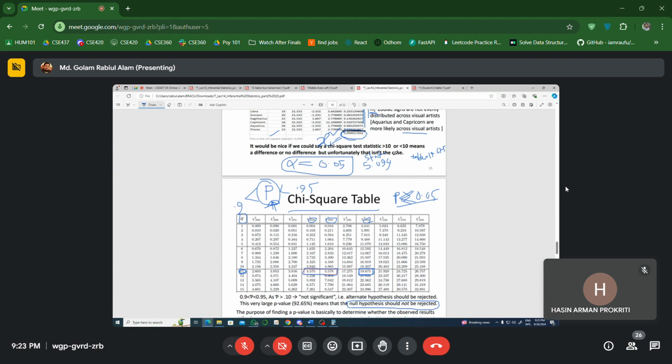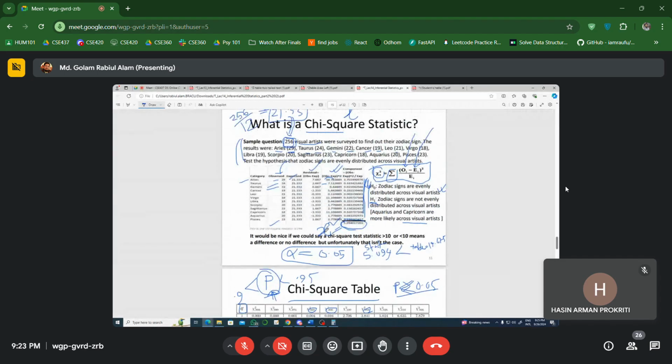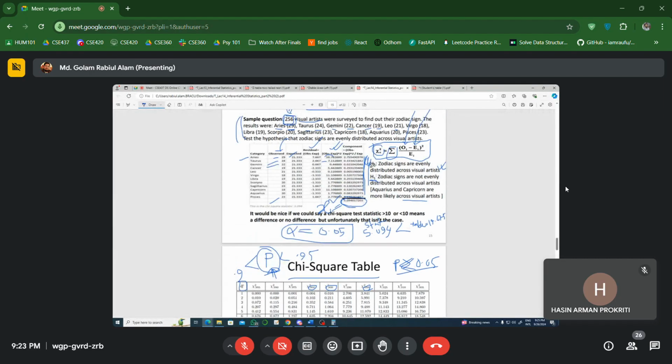So in this case, we can see that this value is less than the table value. So the null hypothesis should not be rejected. Okay, null hypothesis should not be rejected. It means that we can say the null hypothesis we have to accept: the zodiac signs are evenly distributed across birth months. This is true. Okay, this is a true fact.